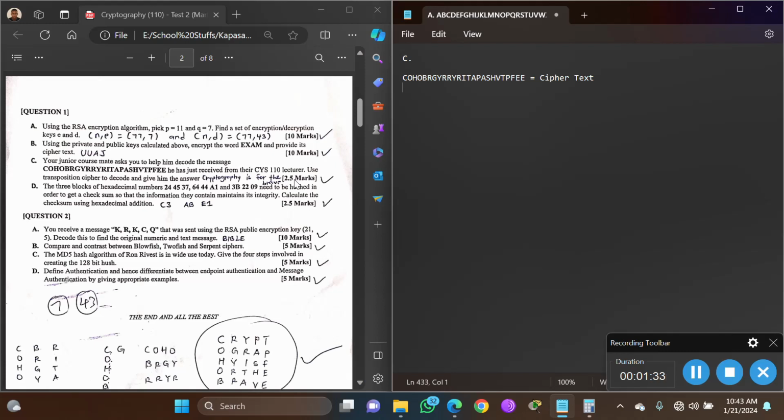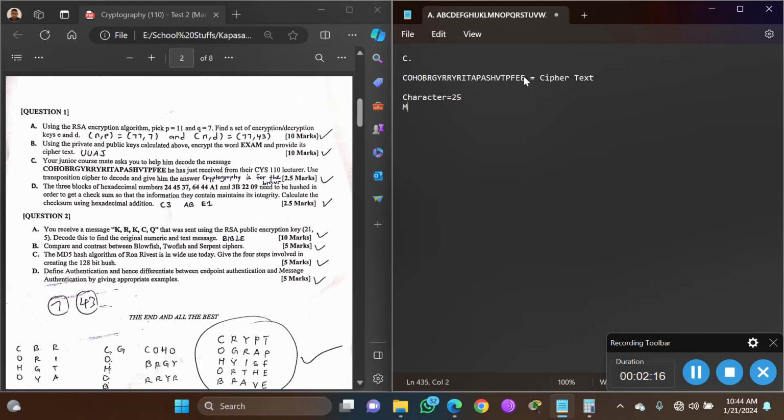So first thing, we need to understand some things like character. I'll explain. Character simply means how many letters are in this cipher text. So let's start counting. 1 2 3 4 5 6 7 8 9 10 11 12 13 14 15 16 17 18 19 20 21 22 23 24 25. So we have 25 letters or 25 characters in that cipher text.